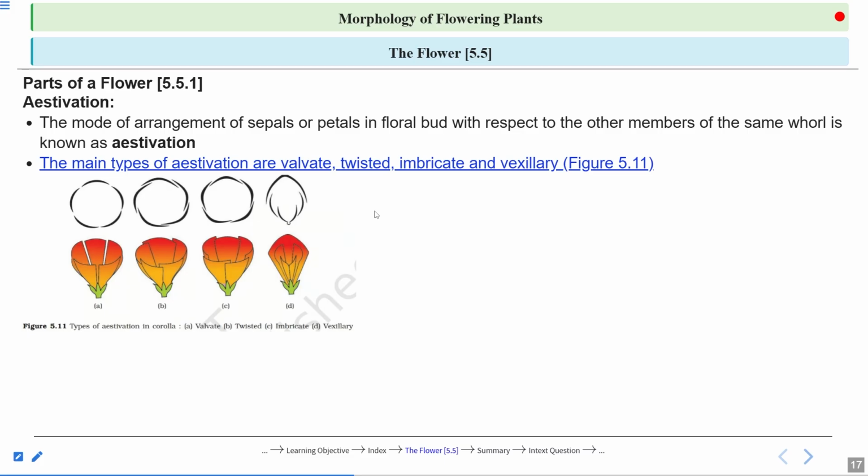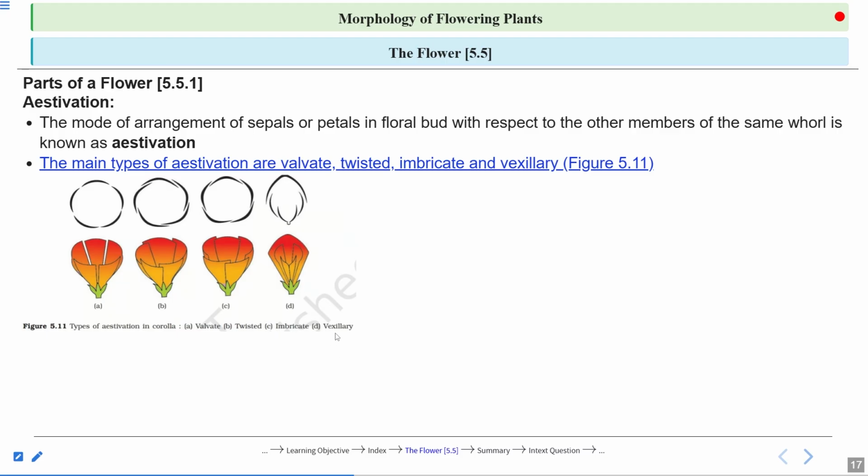So these four different types of estivation are common arrangements for the sepals as well as the petals, right? If the sepal has imbricate estivation, and the petals also have imbricate, then it is imbricate estivation. The thing is the same, but one flower could have valvate estivation for sepals but twisted for the petals, right? So you should know how the arrangement is, whether it is a sepal or petal.